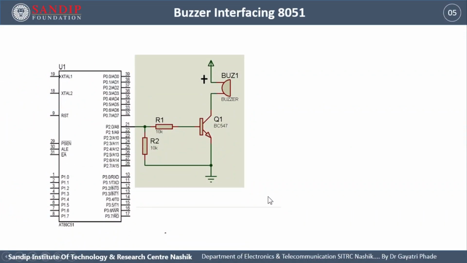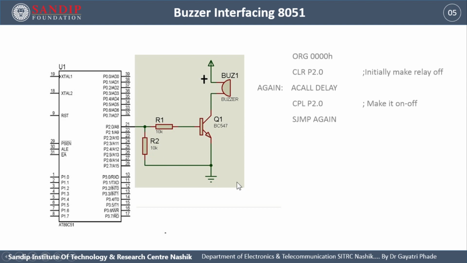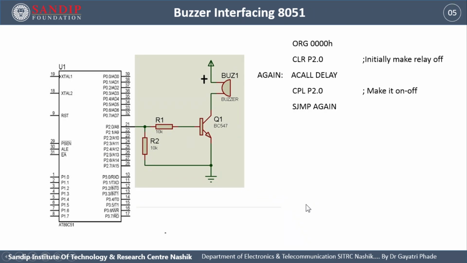Here is the interfacing diagram of the buzzer. Same as the relay, we require the transistor to connect in between so that we can fulfill the current requirement of the buzzer and the current provided by the microcontroller. So this is the way to interface the buzzer with the microcontroller. Coming to the programming, it is the same as a relay. CLR P2.0, ACALL delay, CPL P2.0. So in this way you can make the buzzer on and off.